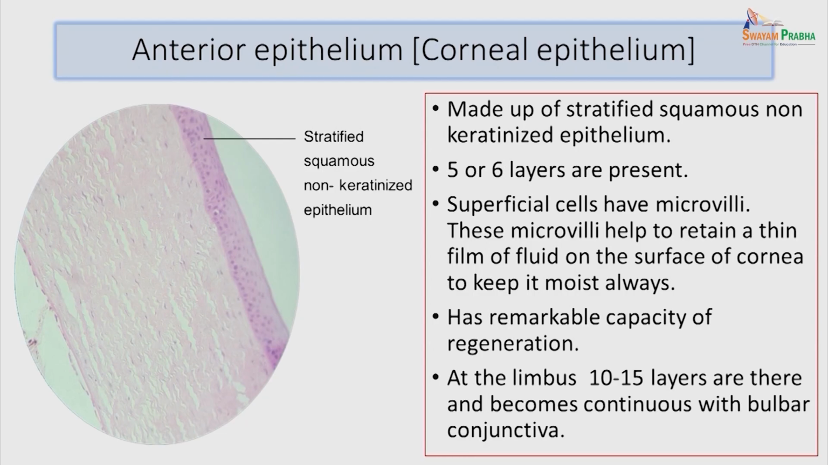This particular layer has a remarkable capacity of regeneration. At the limbus, 10 to 15 layers are there, and it becomes continuous with the bulbar conjunctiva. You are seeing the stratified squamous non-keratinized epithelium here.